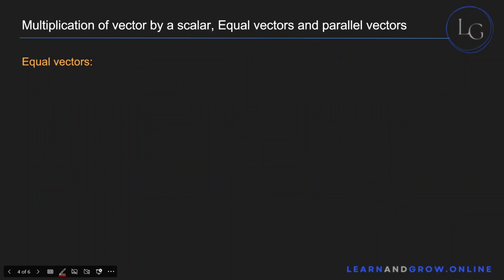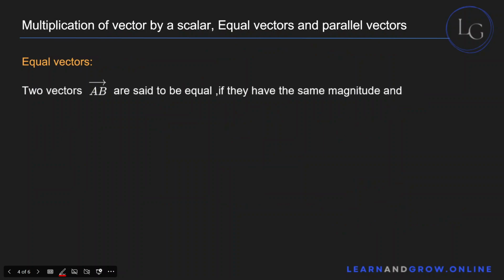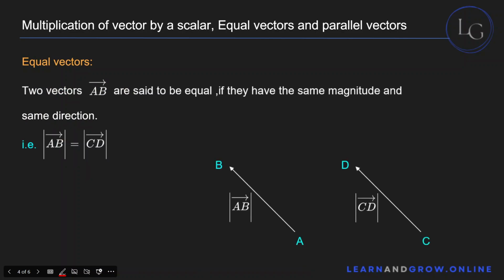So let's discuss equal vectors. So two vectors AB and CD are said to be equal if they have the same magnitude and the same direction. So this is equal to this. So the modulus of AB is equal to the modulus of CD, which means that they have the same magnitude, and A to B is in this direction and C to D is also in the same direction. So basically there is no difference between this vector and this vector because they have the same length, which means they have the same magnitude and they have the same direction.